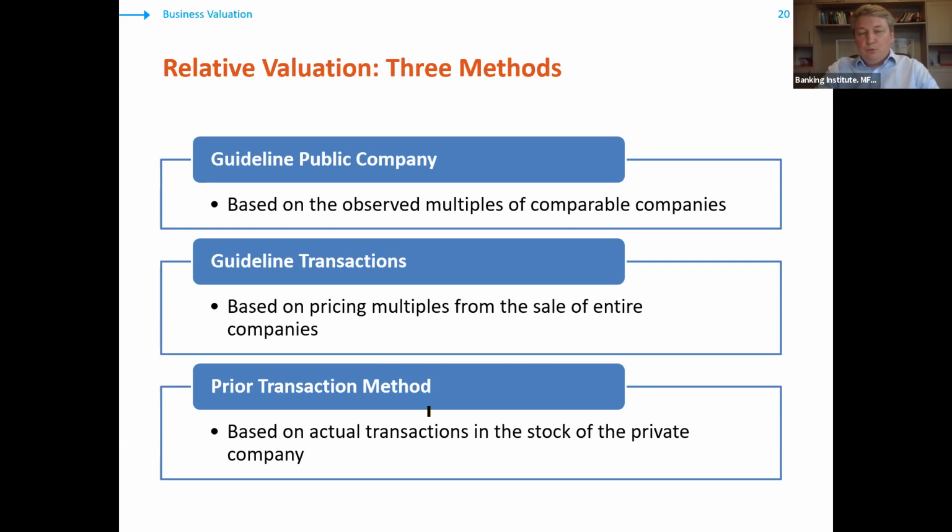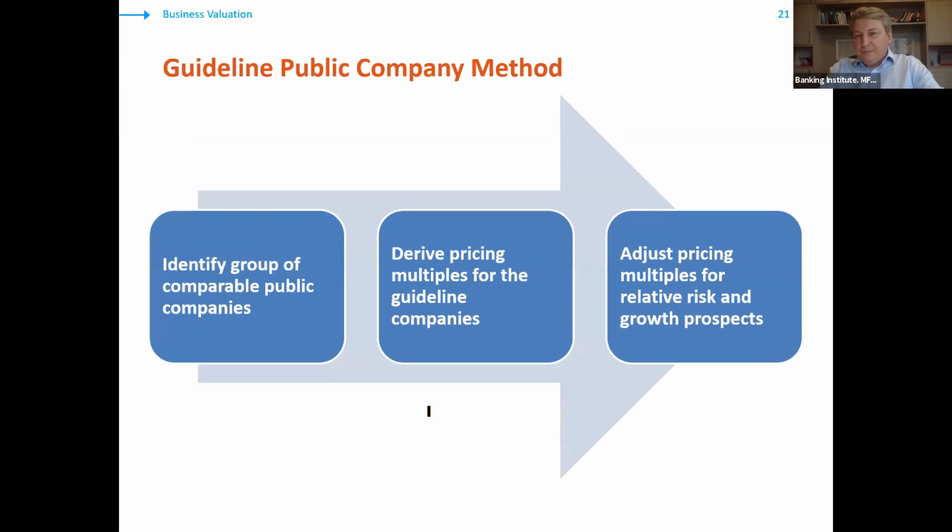And another possible approach is prior transaction method. Prior transaction means that if our company was bought or sold before, and we know the multiples used in those transactions in the past, then we can apply the same multiples to our current performance, to our current revenue and other financial results, and just recalculate the value of the company based on its current performance. So these are three approaches for the market-based valuation.